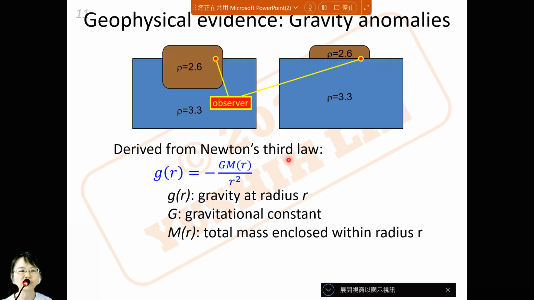According to Newton's third law, the gravity you measure at radius r is equal to the gravitational constant, which is a constant, and the M, total mass enclosed within radius r. The radius r is the depth here, and this is also r. In these two scenarios, they have the same r, and then the small g here will be related to M, the mass below the point here and here.